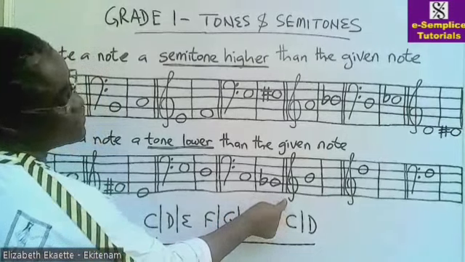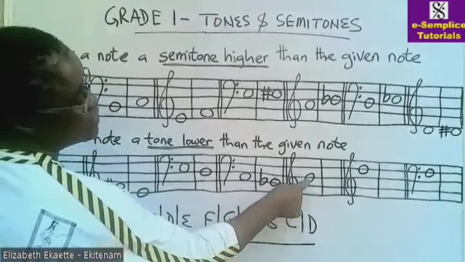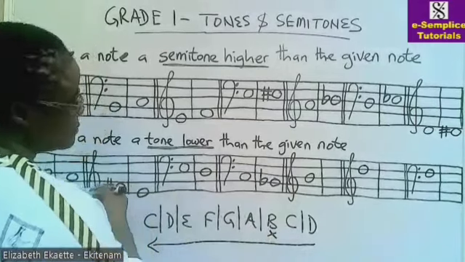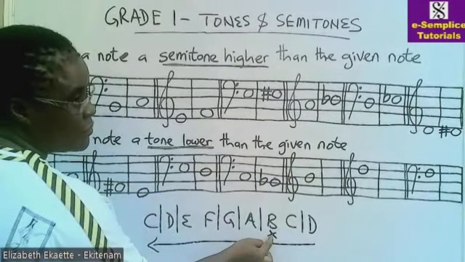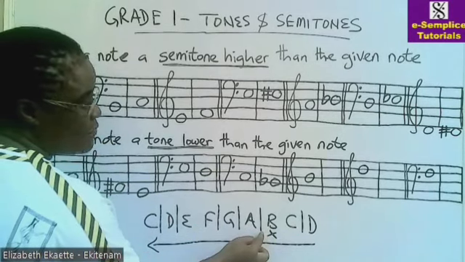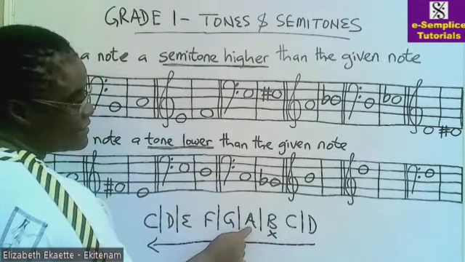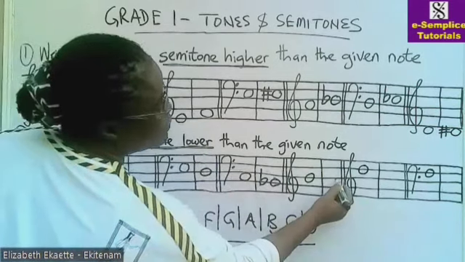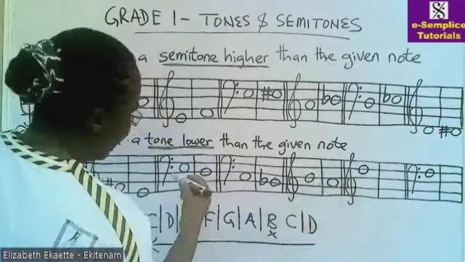The next question is on treble clef. The note given is B. I mark B here. Two semitones backwards. So I have B to B flat to A. So our answer to that question is A. So just come there and put a note on A.